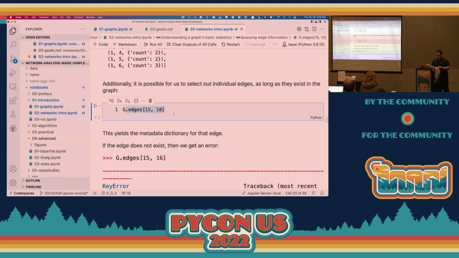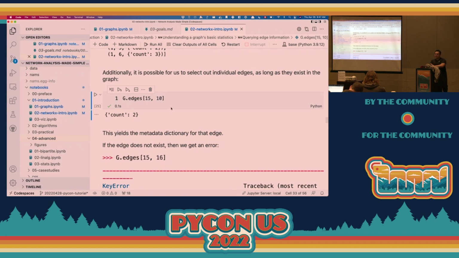You can also select out individual edges. Now, the way that this syntax works is kind of nice. You actually do the square bracket selector syntax, and then you do node 1, comma, node 2. It used to be g.edges and then select node 1 and then select node 2, but this, in my opinion, is actually a little bit saner of a syntax. So it was recently added. So you do g.edges 15, comma 10, you'll get back the metadata that's associated with the edge between node 15 and node 10. All right, question?